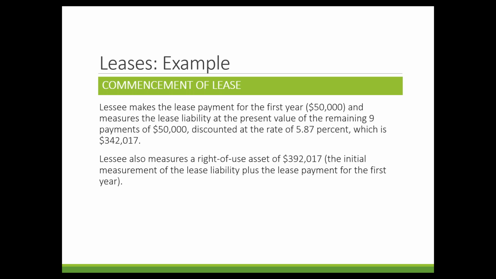So at the start of the lease, the lessee makes the lease payment for the first year, which is that $50,000, and measures the lease liability at the present value of the remaining 9 payments of $50,000, discounted at that rate of 5.87%, which turns out to be around $342,000. The lessee also measures a right-of-use asset at $392,000, which is the measurement of the lease liability plus that first payment because it's due at the beginning of the lease.